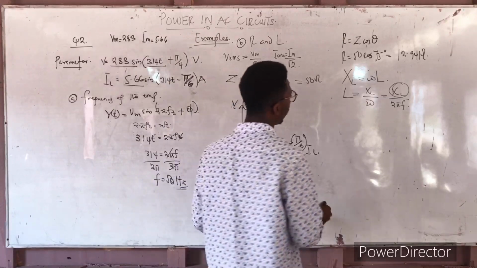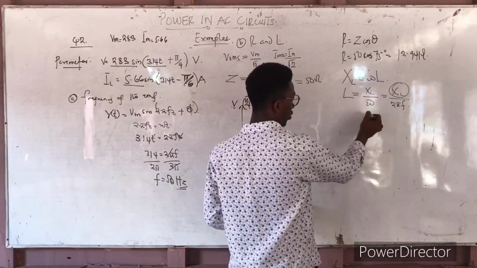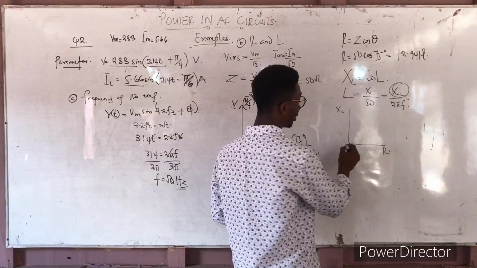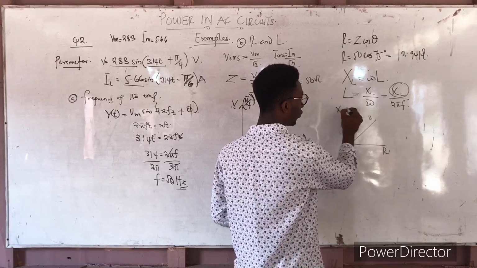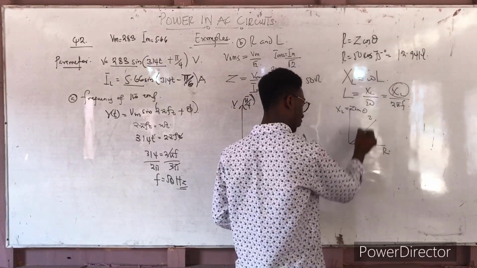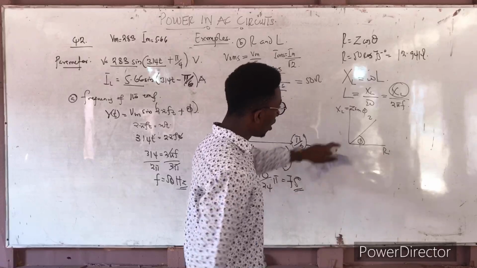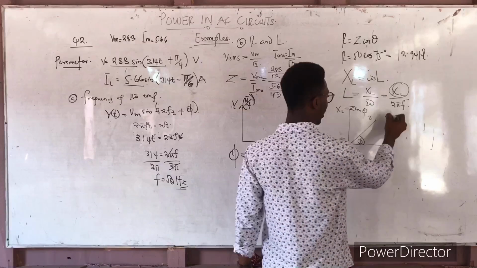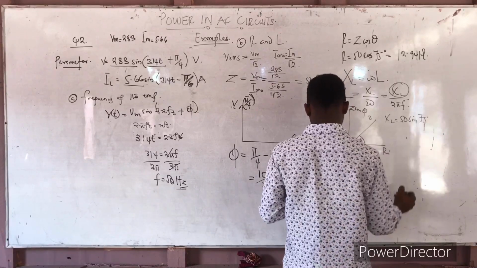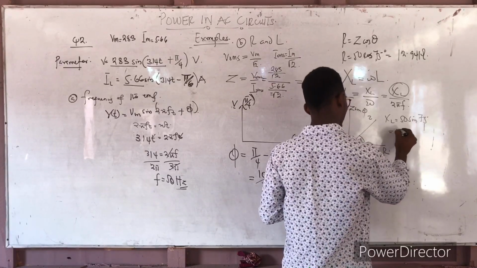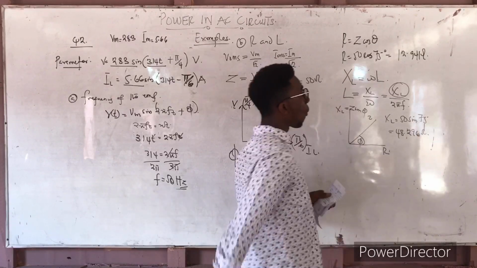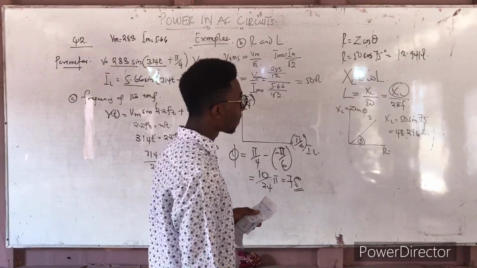So now this is very simple. From the diagram I drew, this is the inductive reactance, and this is our Z. So to find this, it's simply Z sine of the phase angle phi. So our XL simply becomes 50 sine 75, and that will give you 48.296 ohms. Okay, that's our inductive reactance.